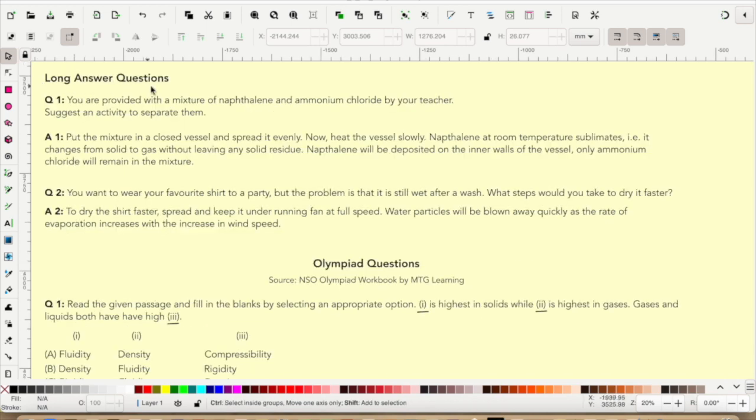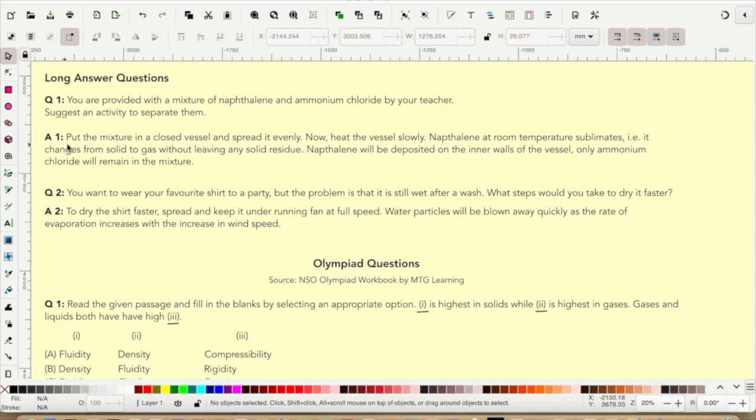Long answer questions. First question, you are provided with a mixture of naphthalene and ammonium chloride by your teacher. Suggest an activity to separate them. Answer is, put the mixture on a plate and spread it evenly.